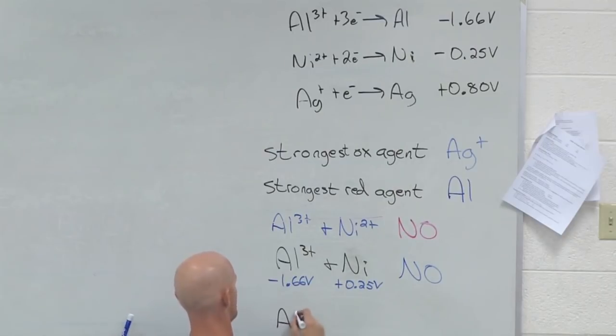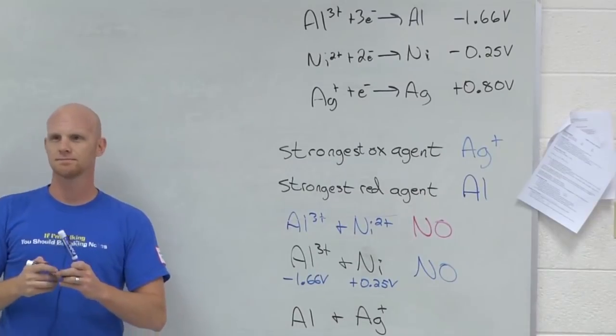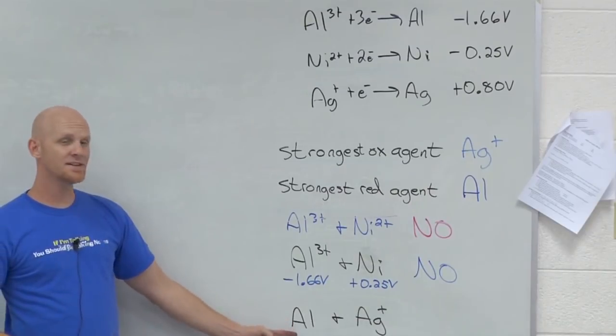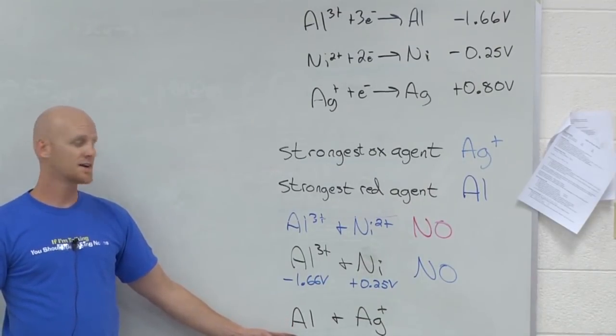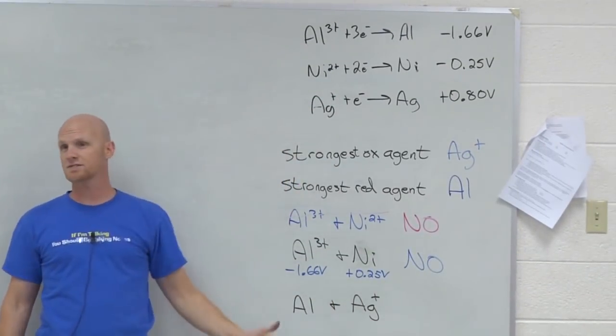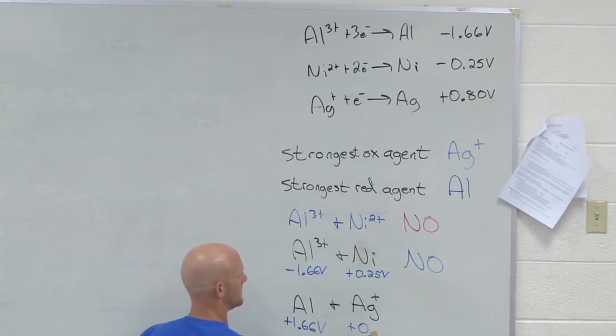And so finally, if I mix Al and Ag+, so Al can get what? Oxidized, backwards, and Ag+ can get reduced. So this is a possibility. And now let's do some number crunching. When Al gets oxidized, what's the voltage? Positive 1.66. And when Ag+ gets reduced, what's the voltage? Positive 0.80 volts. And when you add those together, will this be a spontaneous redox reaction? You bet.